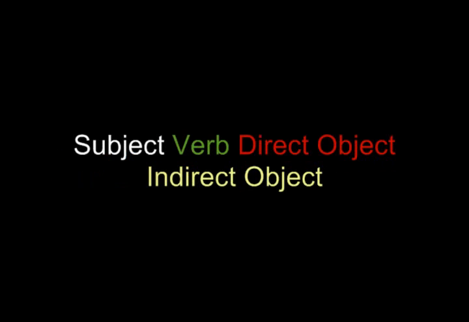Now that we have a basic grasp on the English parts of speech, the nouns, pronouns, adjectives, adverbs, prepositions, etc., let's go into what causes a change in the word order. In English, our sentence structure usually goes something like this. Normally it will be subject, verb, direct object, indirect object.